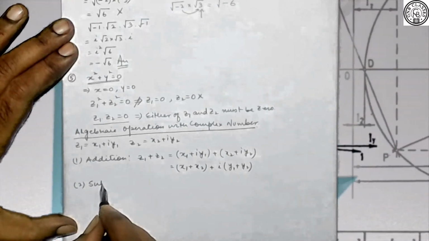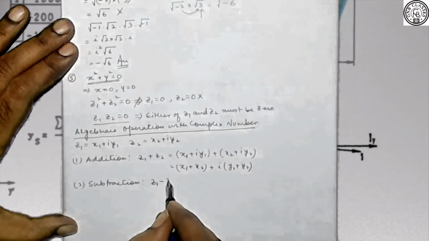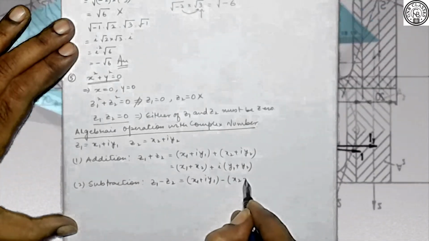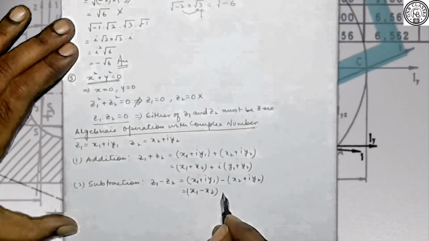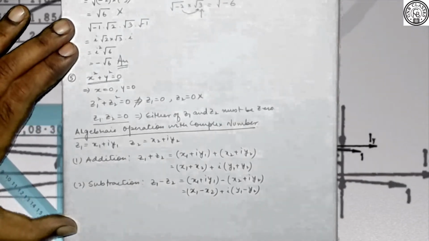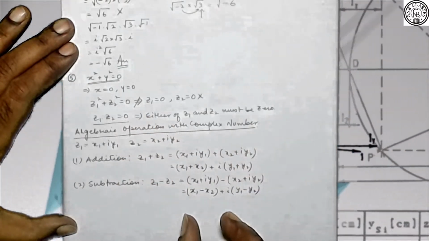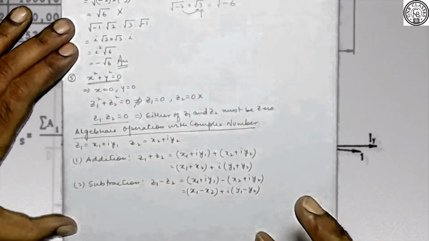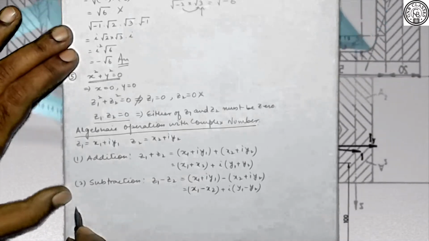Subtraction, same thing. z1 minus z2, in that case it will be x1 minus x2 plus iota times y1 minus y2. Is it clear? Normal operation. As we do it in the real numbers, it is the same as this. Here we will add or subtract the real parts, and the imaginary parts will be added and subtracted separately. Is it okay? Let us come to the third operation, which is multiplication.